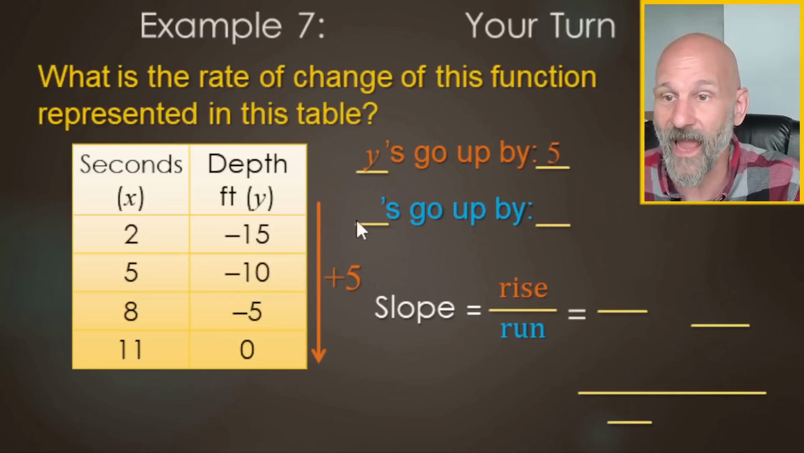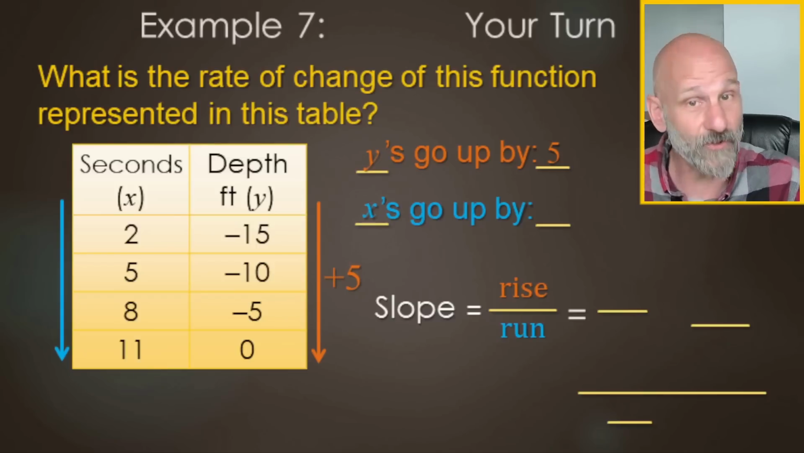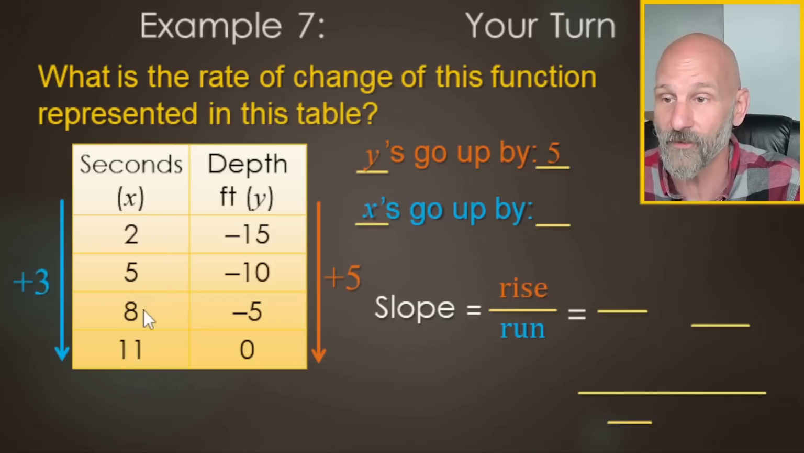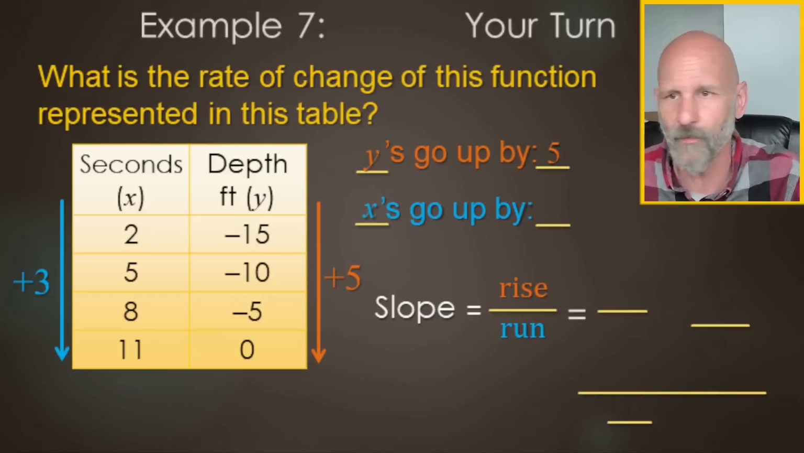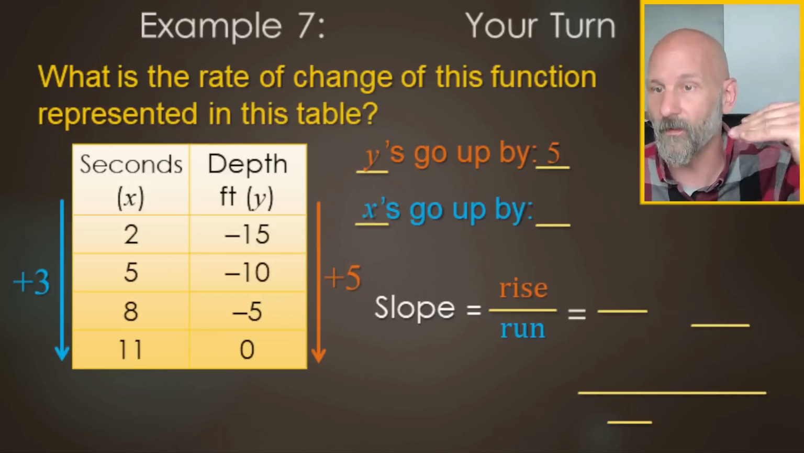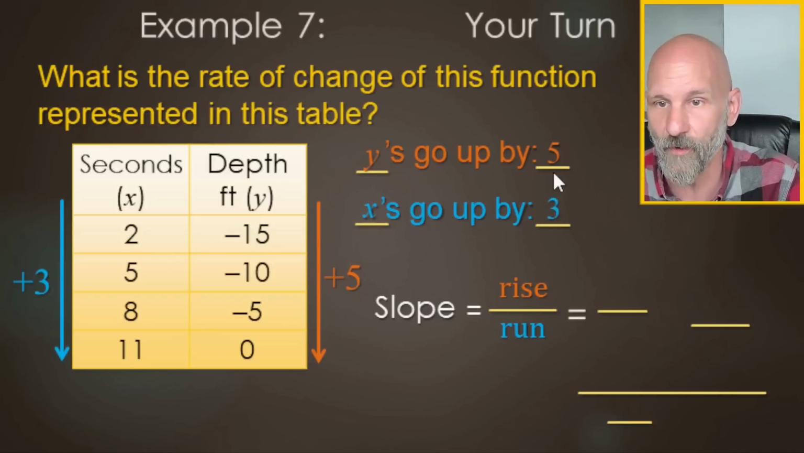Now let's look at the x's. X's go up by, from top to bottom, right? 2, 5, 8, 11. If you struggle with these, you can use subtraction. 5 minus 2 makes 3, or 2 plus what makes 5, plus what makes 8, plus what makes 11. It's plus 3, plus 3, plus 3. So we're adding 3 each row on the x's. So the x's are going up by 3.